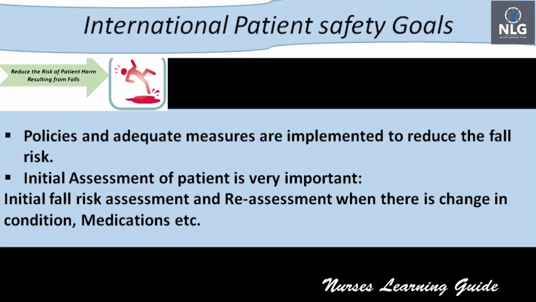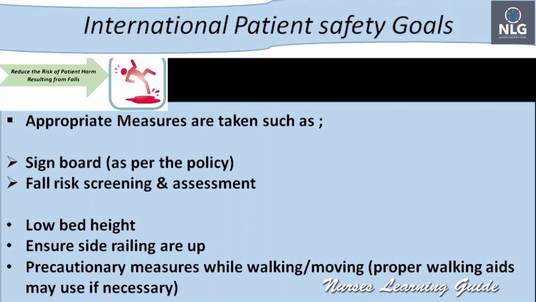Reassessment should be done when there are changes in conditions, like post anesthesia or post cardiac arrest, as examples. We need to use the proper fall risk screening and the fall risk assessment scale while reassessing the patients. Appropriate measures are taken, such as a signboard as per the policy, fall risk screening and assessment, and a few things can be carried out like a low bed height, ensuring side rails are up, precautionary measures while walking or moving the patient, and proper walking aids may be used if necessary as well.